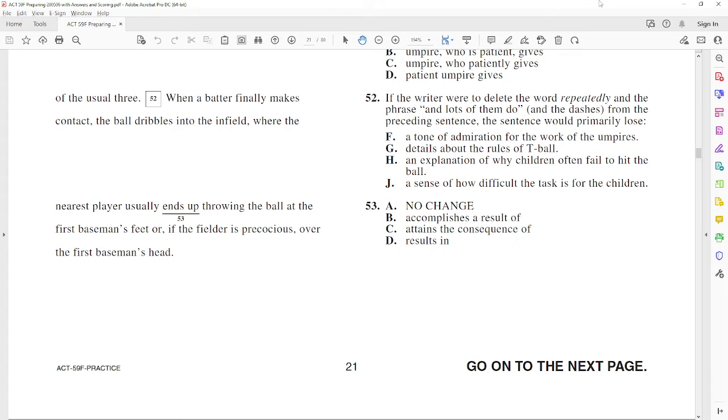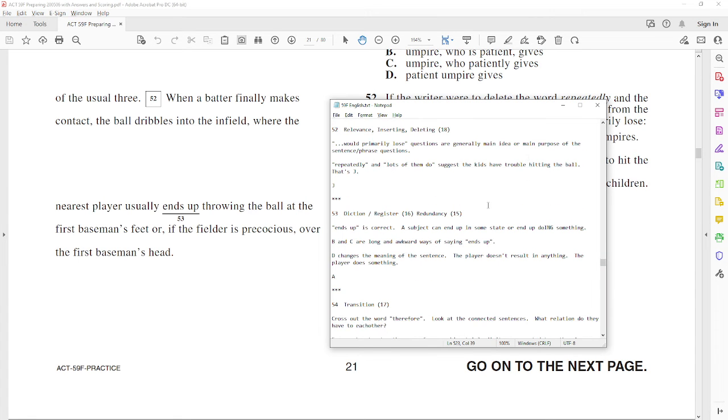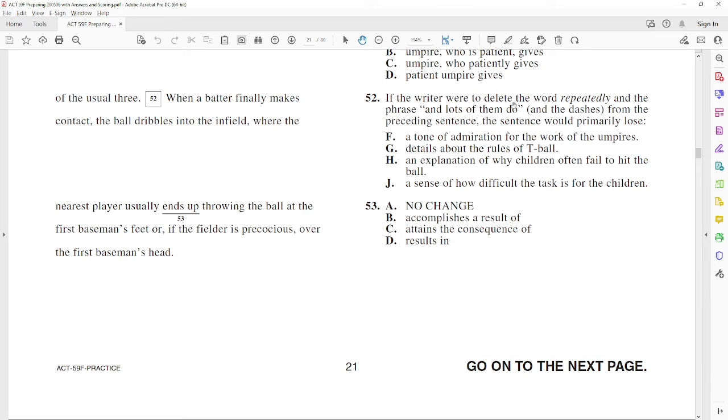So I think the answer is A. And then let's look at the other ones. Accomplishes a result. Well, when you accomplish something, it is a result. B has redundancy. Hopefully I put redundancy in with 53. Yeah, diction and register and redundancy. I did put it in there. And then see, you wouldn't even have to check these because we decided that what's there is right. But if you struggled with it, you'd have to check the choices. Attains the consequence of. Well, yeah, if you attain something, it would be the consequence of. So that's redundant. And then results in. Well, the player doesn't result in something. The play results in the player throwing the ball. So that one is all mixed up.